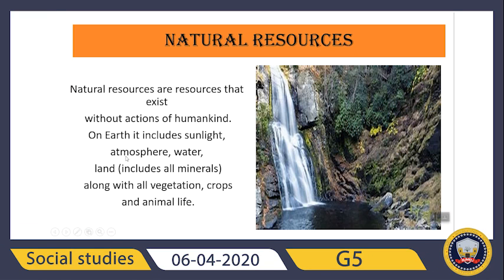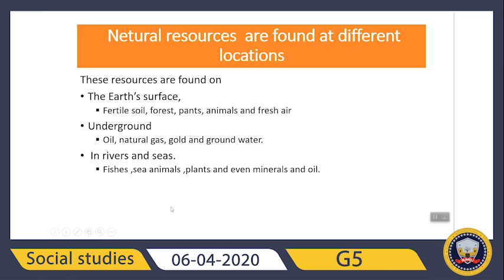And here I put, on earth it includes sunlight, atmosphere, water, land, and in land it includes all types of minerals along with all vegetation, crops and animal life. Now we are going to talk about where we find these natural resources. These resources are found on the Earth's surface.